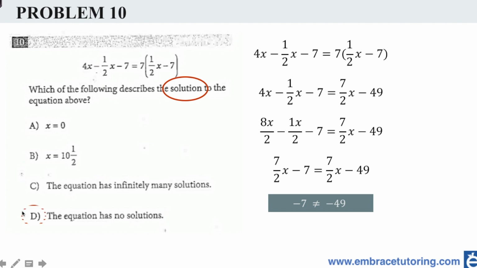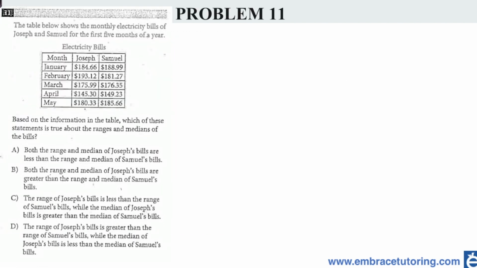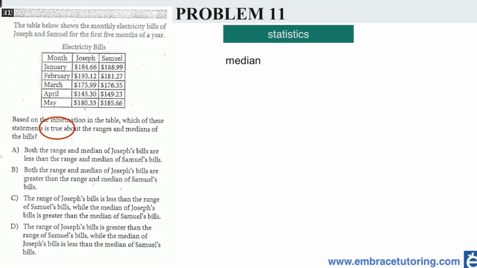to question number 10. Problem number 11 states, the table below shows the monthly electricity bills of Joseph and Samuel for the first 5 months of a year. Here I have months: Joseph, Samuel, January, February, March, April, May. Based on the information in the table, which of these statements is true about the ranges and medians of the bills? Now, whenever we have a basic statistics problem, what you want to pay attention to is really what is the median as well as what is the range in this case.